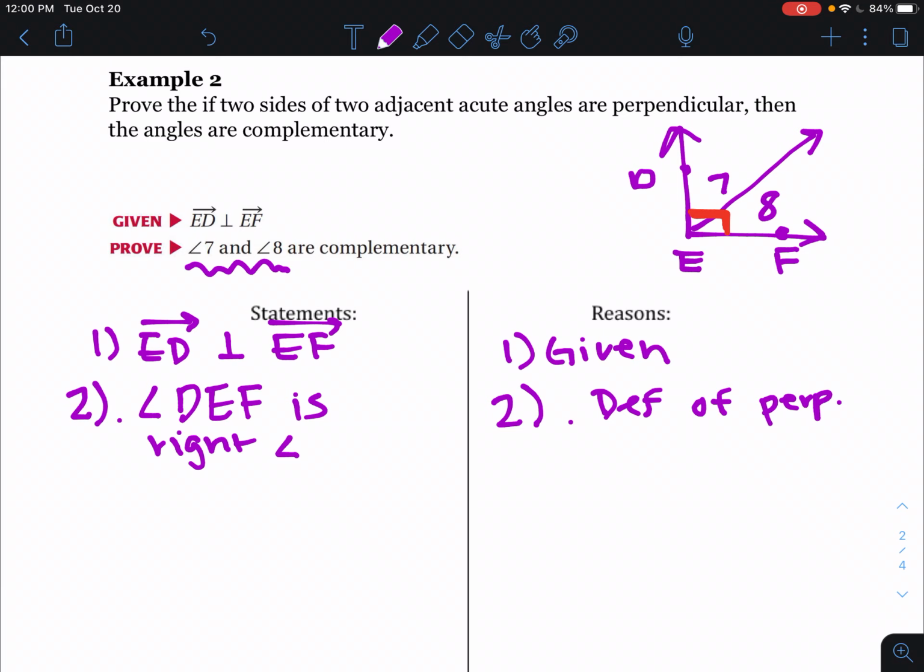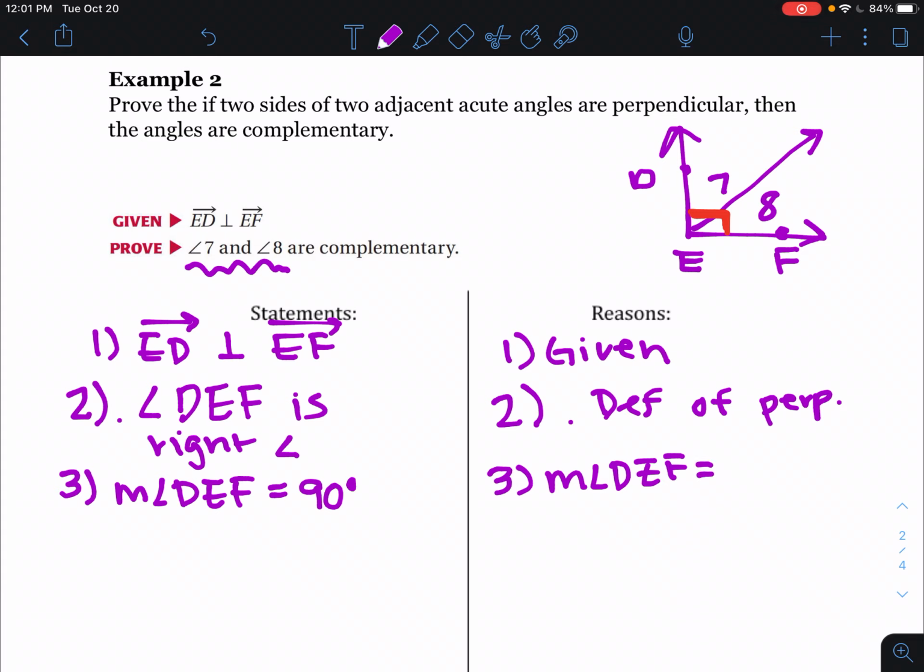And what can we say about right angles? What do we know about right angles? That the measure of angle DEF equals 90 degrees. All right, so now we've established all the information we can out of them being perpendicular. Now we're trying to figure out that the measure of angle 7 and the measure of angle 8 are complementary. So let's maybe introduce 7 and 8 to the party. What can we say about the measure of angle 7 and the measure of angle 8? Well, based on this picture, pretty much all we can say is that those two angles together make up DEF.